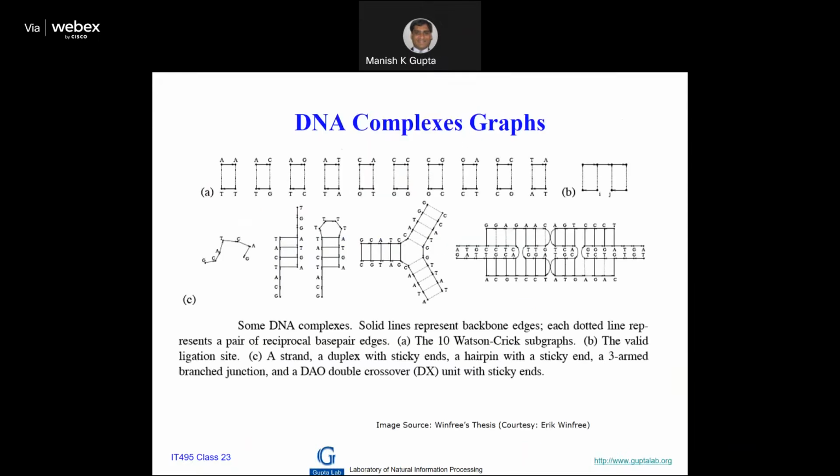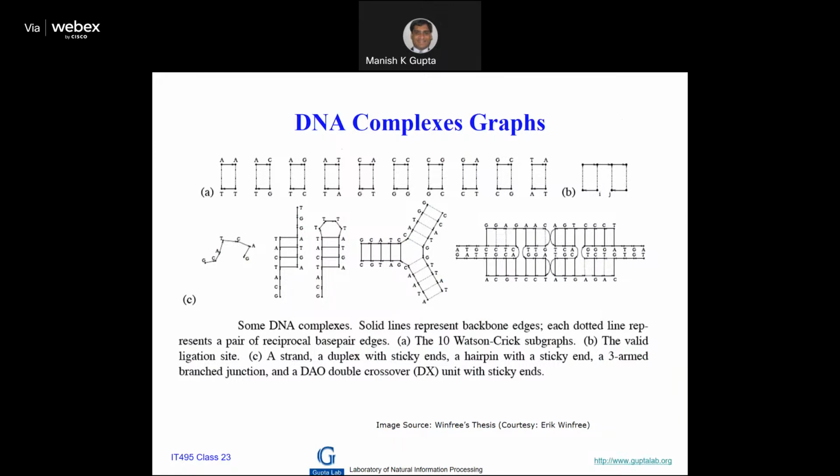The beautiful result of Winfree. So Winfree used some of these objects known as DNA graphs, DNA complex graphs. I'm not going into too many details about how this was done, but for pushdown automata, a certain kind of hardware is needed. For a Turing machine, a certain kind of hardware is needed. Or for finite automata, a certain kind of hardware is needed.